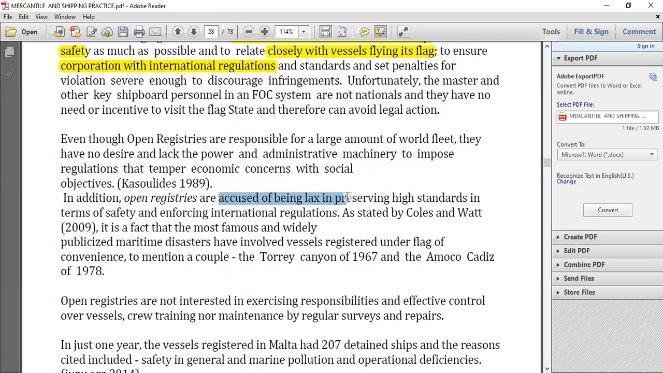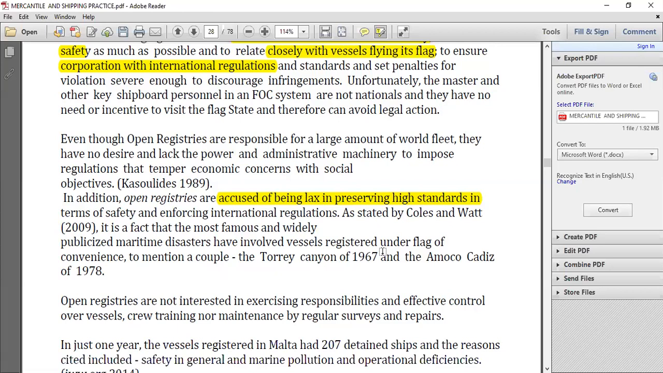They are so lax in preserving the high standard in terms of safety. So most ships in these open registries are normally involved in a lot of accidents and all that, okay? Marine accidents. As stated by Coles and White, it is a fact that the most famous and widely publicized maritime disasters have involved vessels registered under the flags of convenience.